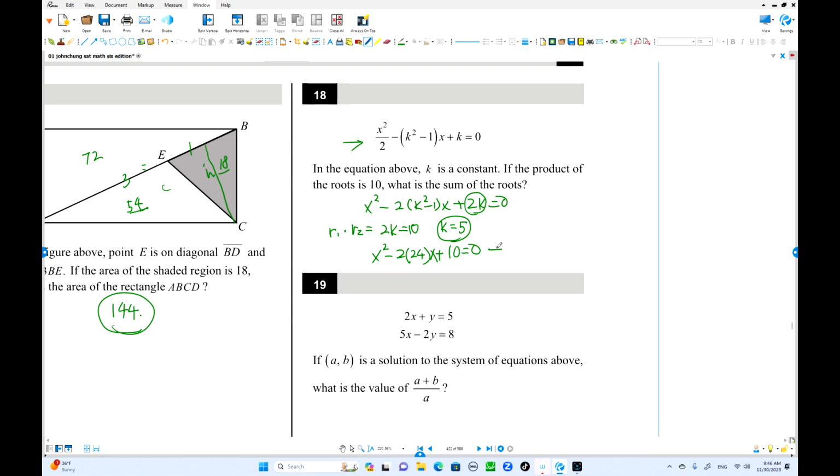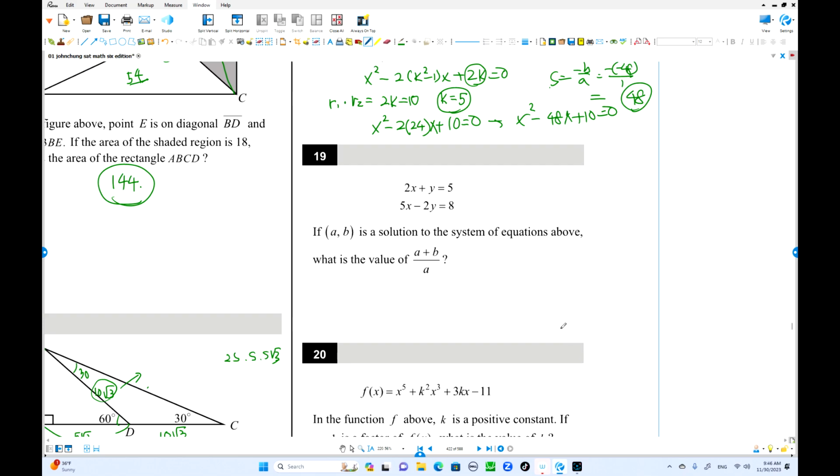So where is the product? I'm going to do this one. Simplify. x squared minus 48x, and plus 10, okay? Where is the product? I'm sorry, the sum of this one. Negative b over a, right? Okay, the vertex formula. So negative negative 48 over a, which is 1, equals 48, okay? So the sum of the roots by the vertex formula will be 48. This is the answer, okay?